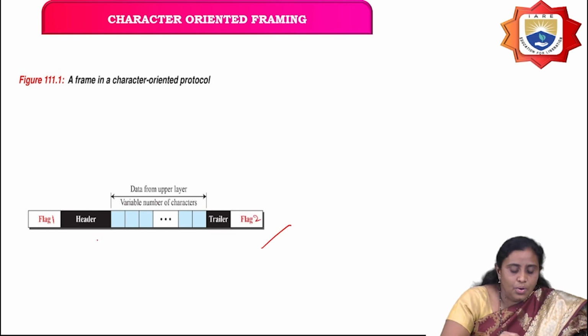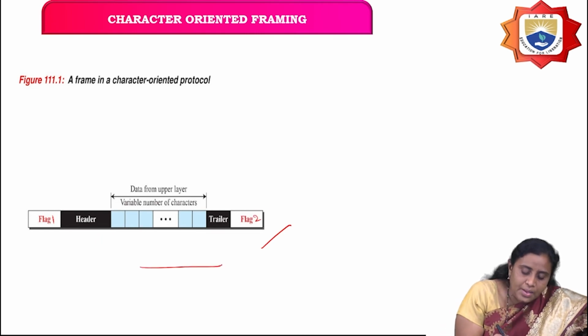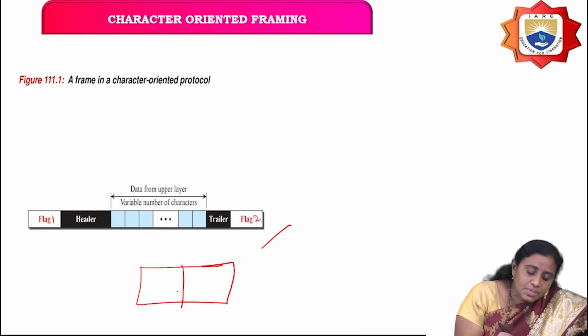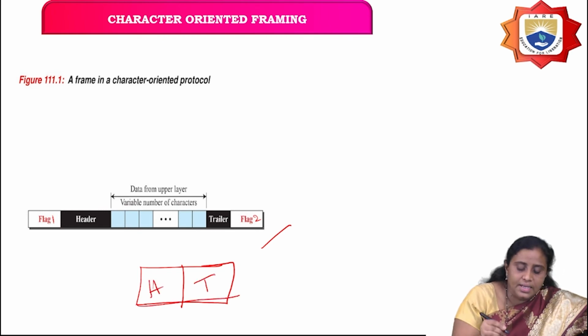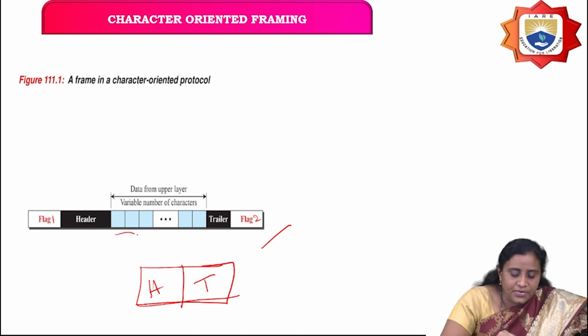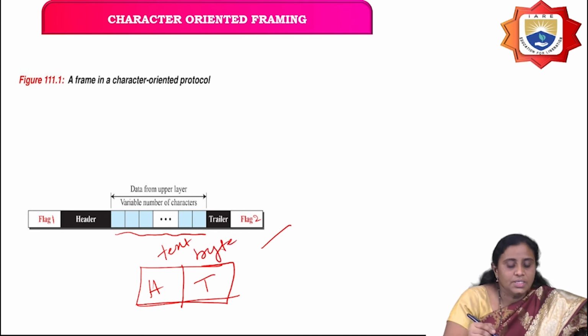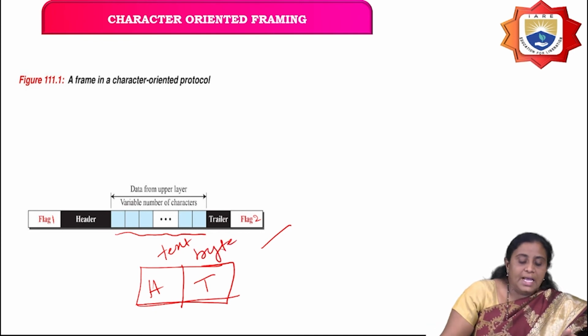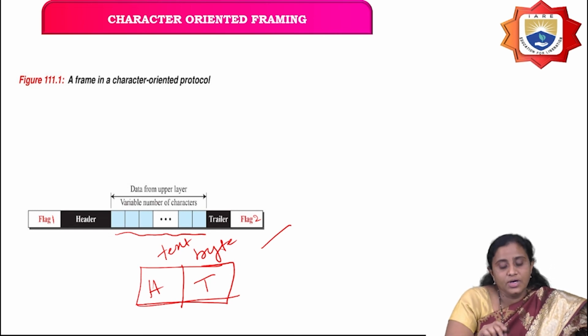Here the header, if you assume it, a frame, I have already explained, a frame always has two types of formats. That means the first one is the header, the second one is the trailer. In between, we have to identify the number of characters, that means 1, 2, 3, 4, 5. These are all what we can refer to as text characters or byte characters. So this is one of the frame type examples while you are working on or discussing the character oriented protocol.